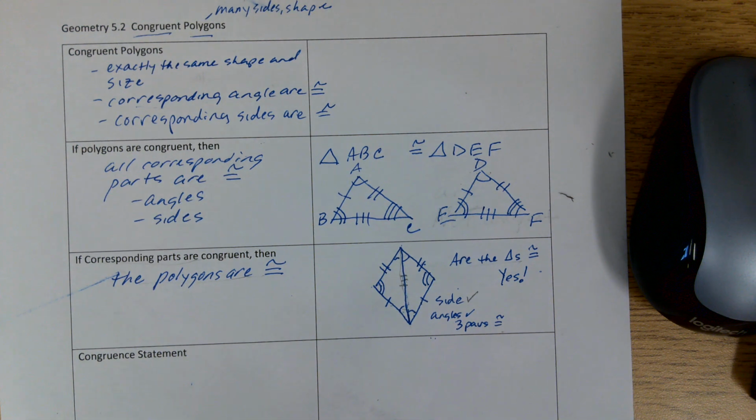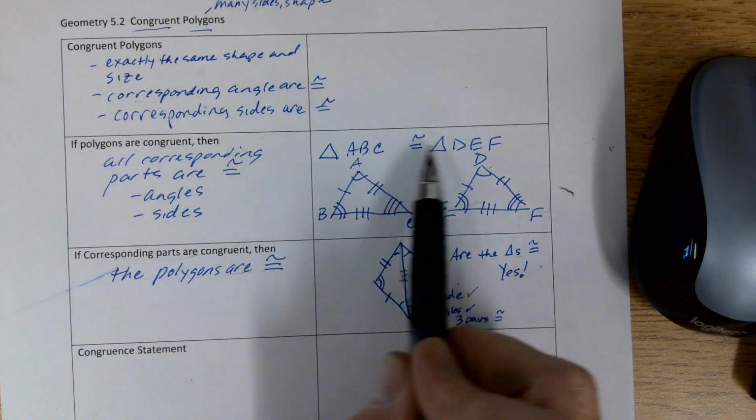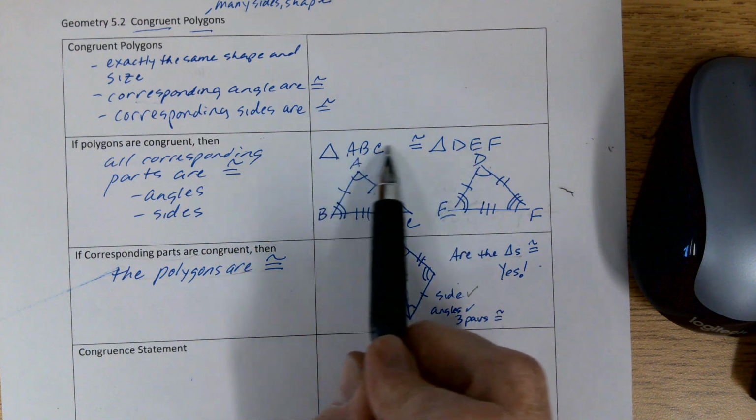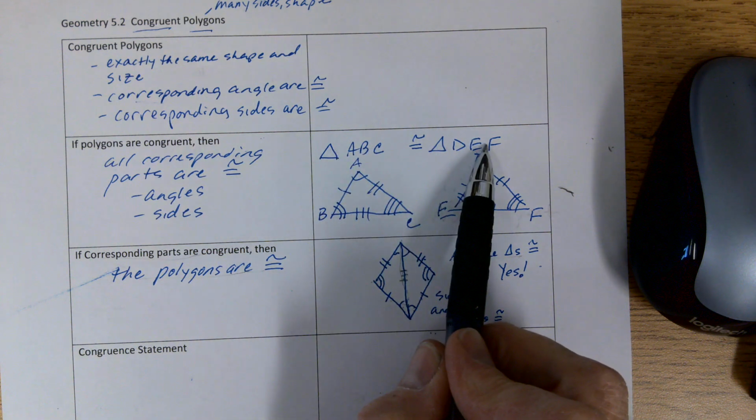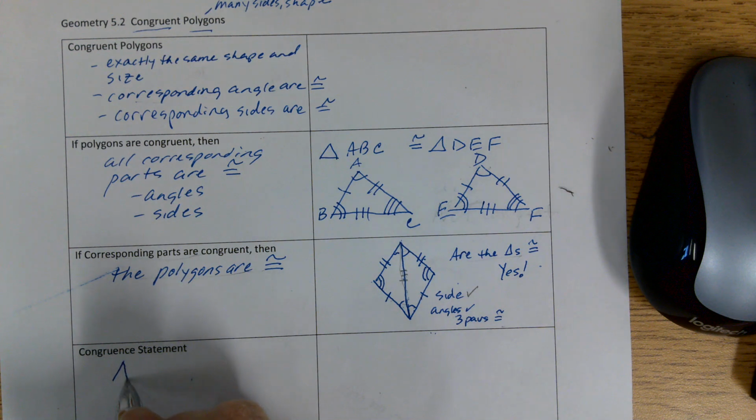Okay, now congruent statement. I've done this, but you didn't know that's what it's called. When I say 2 shapes are congruent, this is called a congruence statement. So when I write a congruent statement, the order in how it's written is very important.